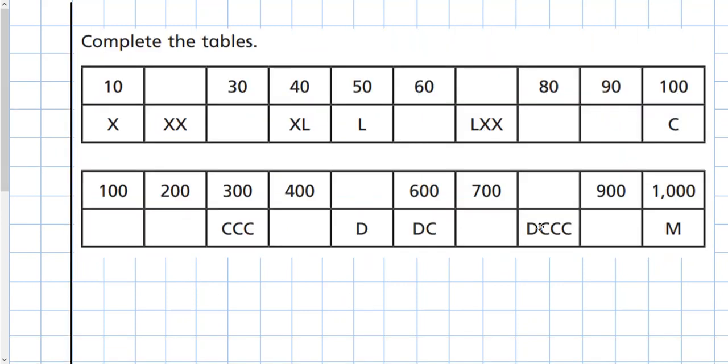Let's see if you can have a go at completing this table. Remember, X is 10, L is 50, C is 100, D is 500, and M is 1000. Pause the video and try the table.